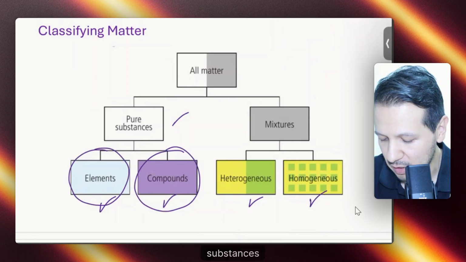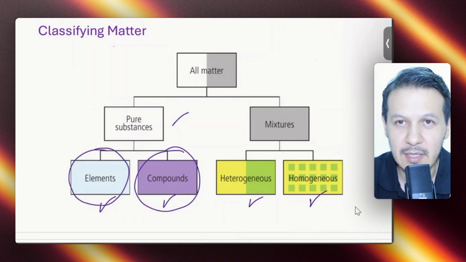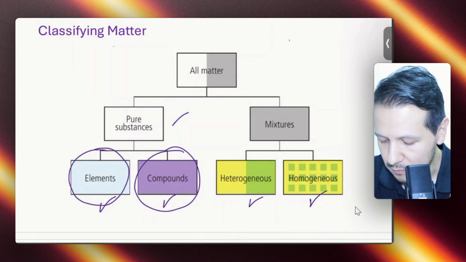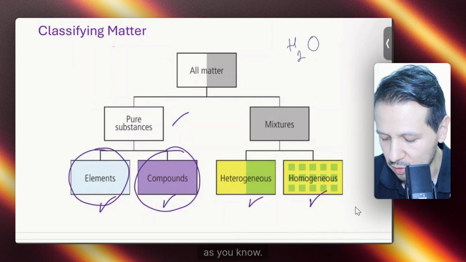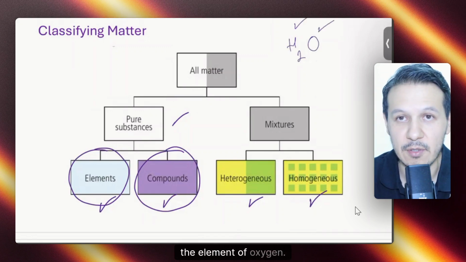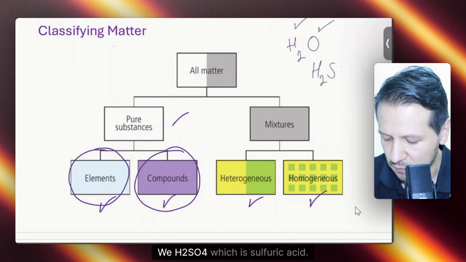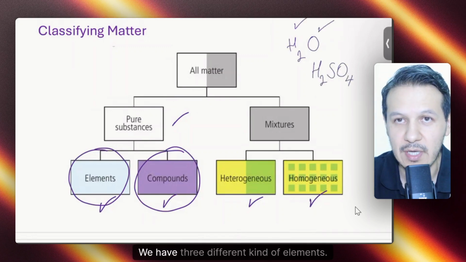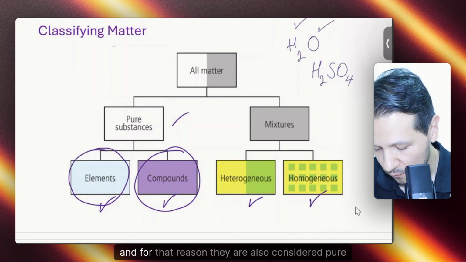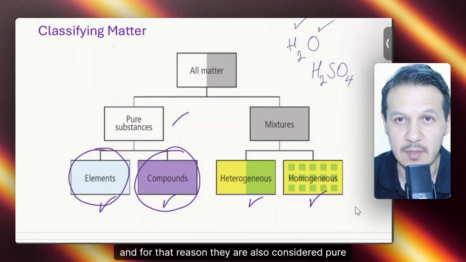And also we have that compounds are another kind of pure substance. Compounds are substances that contain different elements. For example, I have water, H2O. This is a compound, as you know. We have the element of hydrogen, the element of oxygen. We have H2SO4, which is sulfuric acid. We have three different kinds of elements. They are a compound, and for that reason, they are also considered pure substances.